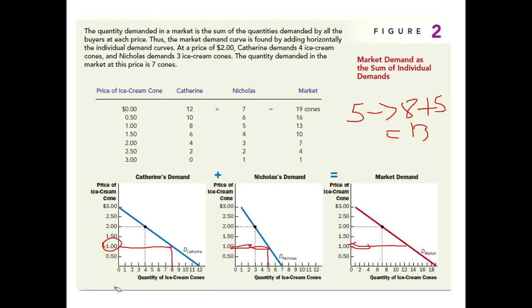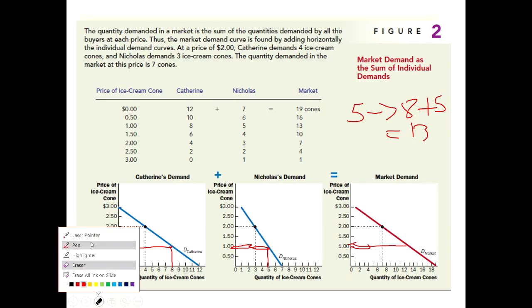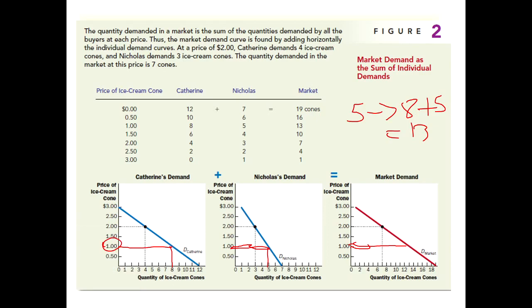Not this line. The line goes here. I'm sorry. Come on. Yep. The line goes here.